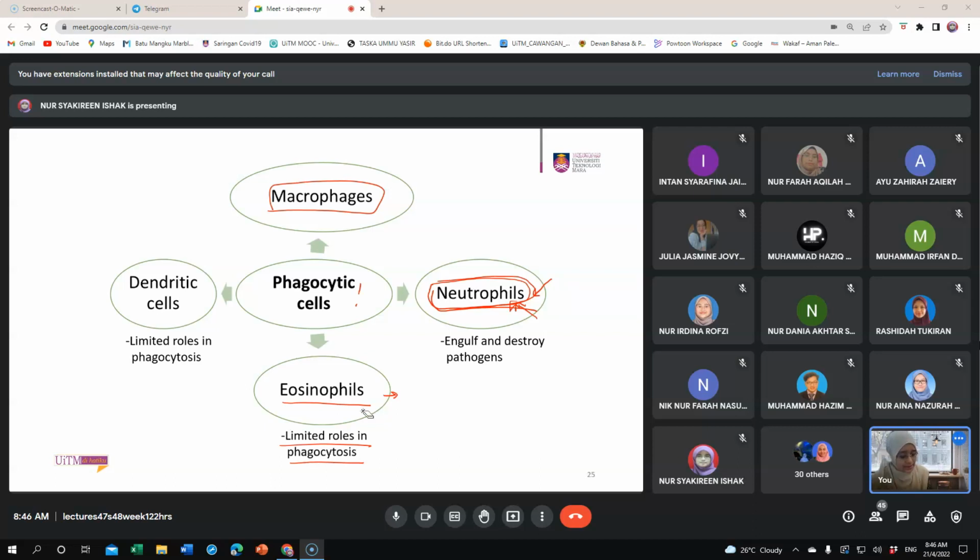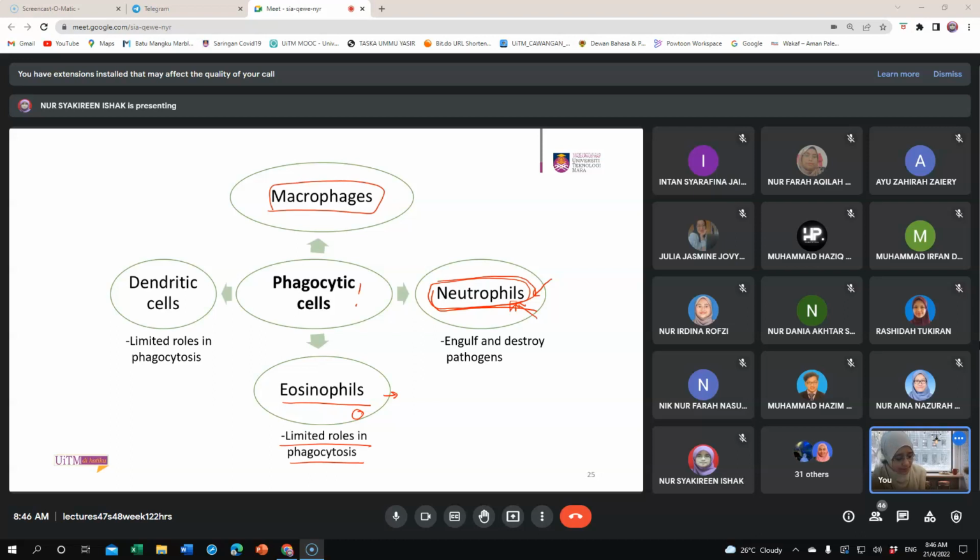So it has granules that have enzymes. So this enzyme will be secreted to destroy that multicellular parasite. So eosinophil dia boleh juga undergo phagocytosis to destroy pathogens that are unicellular, and it can also destroy multicellular parasites, okay, by secreting enzymes that will destroy those multicellular parasites.